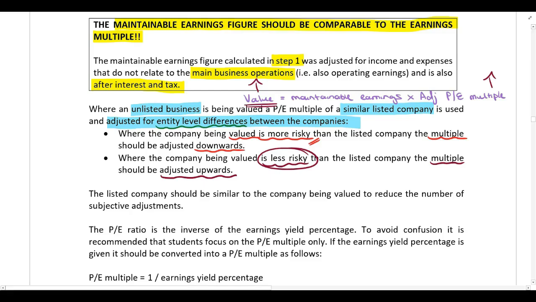And please note further, the listed company should be similar to the company that we are valuing so that we reduce the number of subjective adjustments. You'll see when we are making these adjustments, it can become quite subjective, and no two people are going to come up with exactly the same valuation. So we obviously want to limit the number of adjustments. So we find a listed company that is as similar as possible to the company that we are valuing.